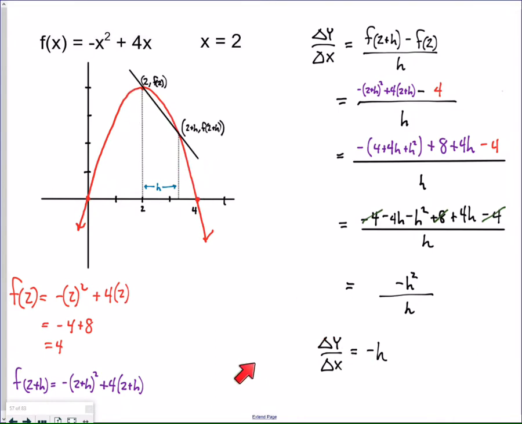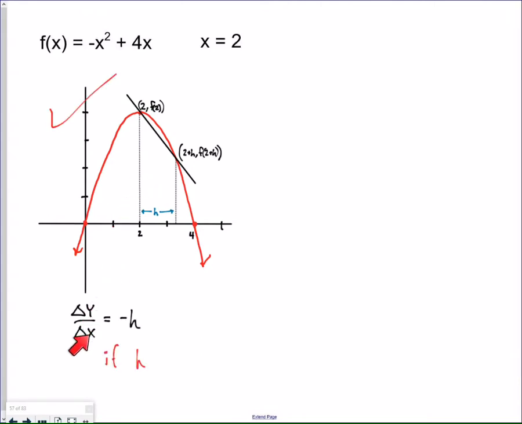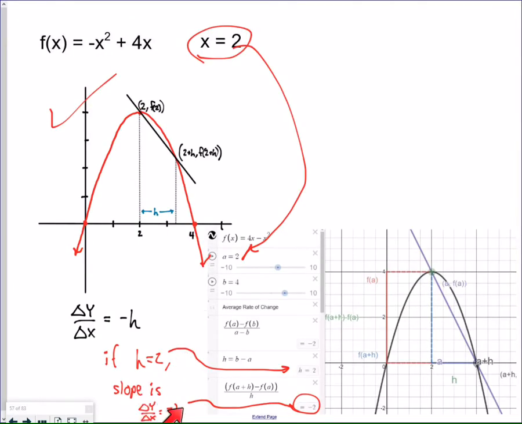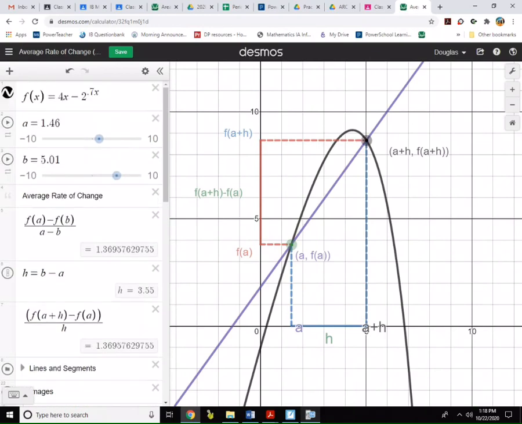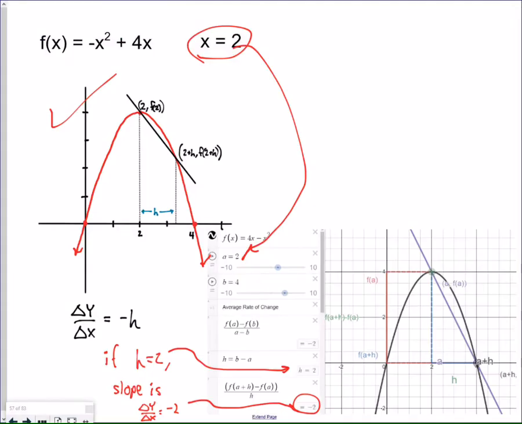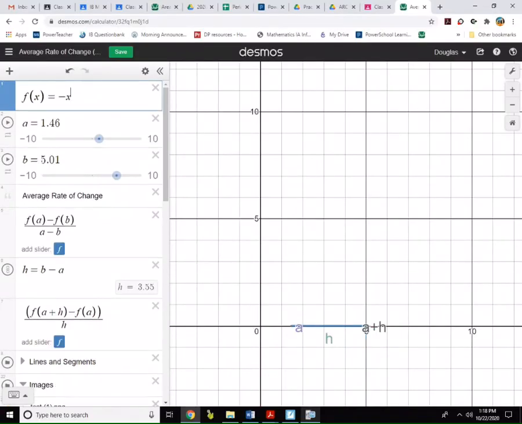Now, I can verify this to be true by going back to my Desmos graph, just transposing all the stuff from the previous slide here. But if h is 2, then the slope of the secant line should be negative 2. So we go to that Desmos file, and I'll even show you how to do this. Go back to the Desmos file, and I can change the function to be the function that we were working with. Just a quick peek. It was negative x squared plus 4x. So I type in negative x squared plus 4x.